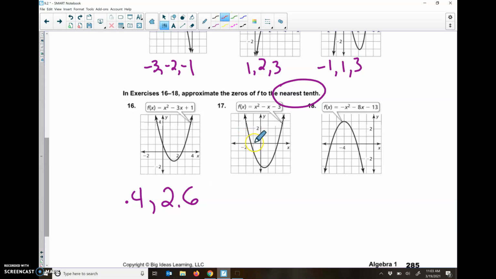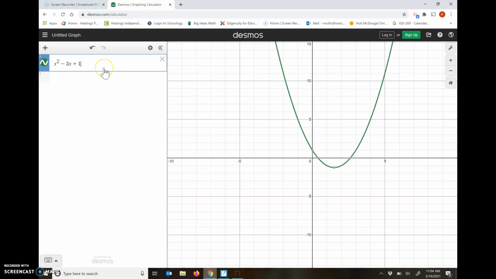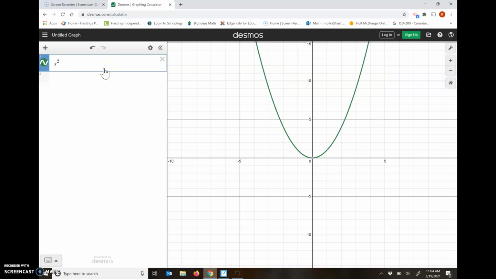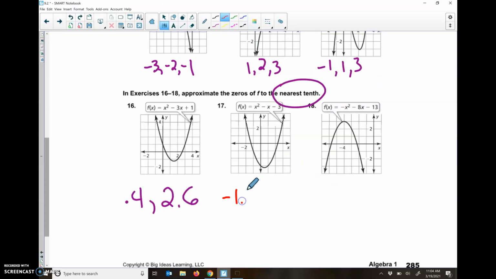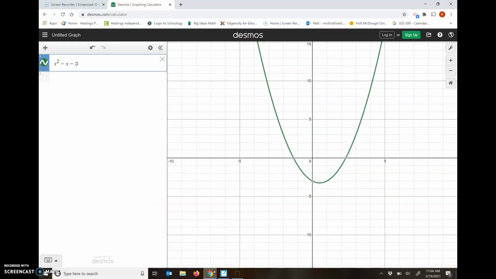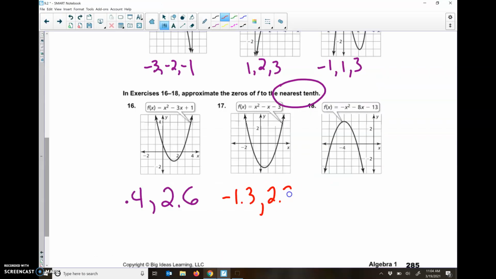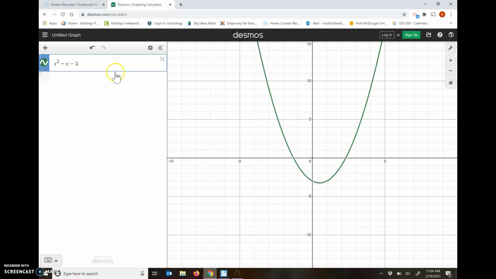Okay, same thing here. It's probably about negative 1.2, but let's plug it in and see where we're at. So x squared minus x minus 3. See how right Mr. Muller was? Well, negative 1.3. I was off by a tenth. So negative 1.3. And there it looks like it's a little bit more than 2. Let's look at the point there, 2.3. So when it says round to the nearest tenth, the only way I could see of doing this is just plugging it into Desmos and seeing where they cross.